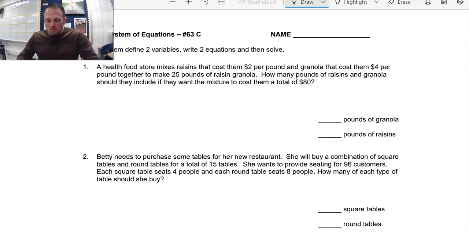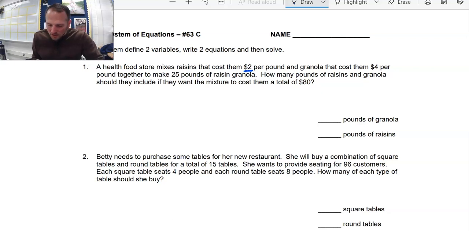A health food store mixes raisins that cost $2 per pound and granola that costs them $4 per pound together to make 25 pounds of raisin granola. How many pounds of raisin and granola should they include if they want the mixture to cost them a total of $80? So let's first of all find the things that look like math.